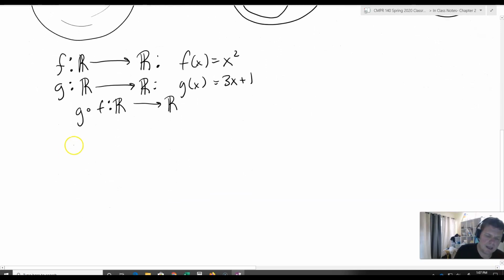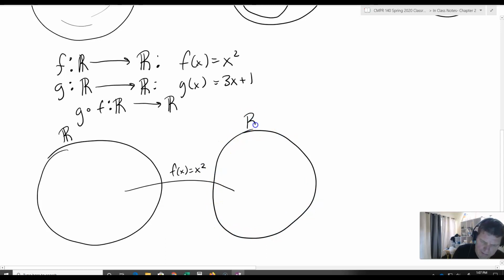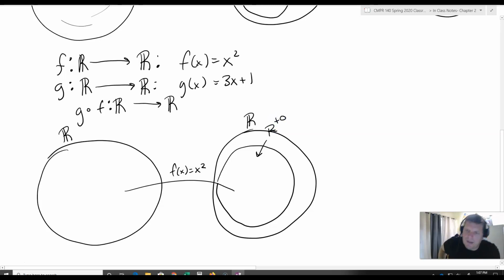We'll start over here in R, and then operate using f of x equals x squared, and we're going to end up in R again, except we're not really going to end up in R. We're going to end up in R plus 0. So we won't be able to get -1. -2, can't do it. -5, can't do it. Because once we take x squared, we're only going to get 0 and above, all the non-negative values.